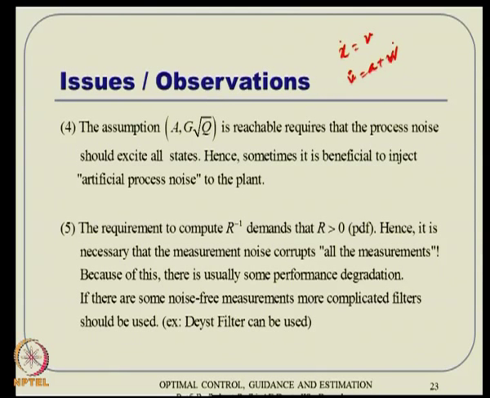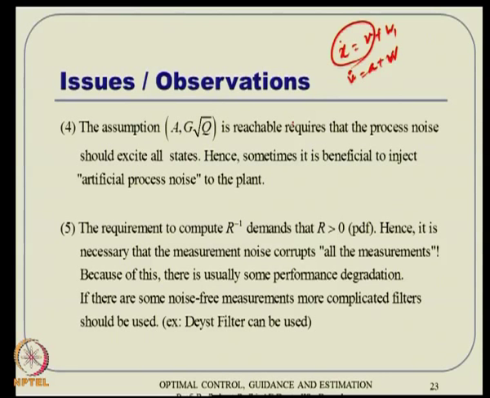Now, the question is: because it needs to excite all states, suppose w does not excite x, and it keeps exciting v only through this v dot equation. Then it makes sense to inject artificial noise w1. Remember, x dot is v simply by definition, with no noise in it. But by putting in an artificial noise w1, the filter can work beautifully. That's what it tells.